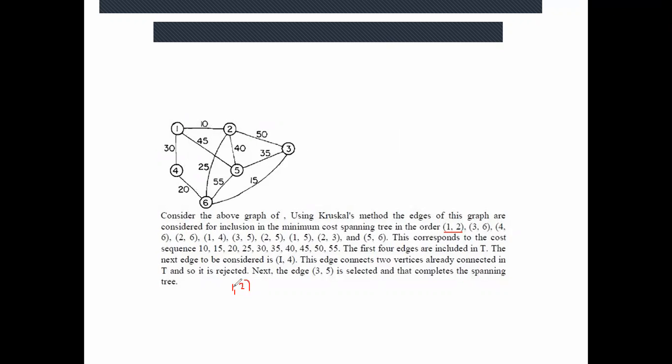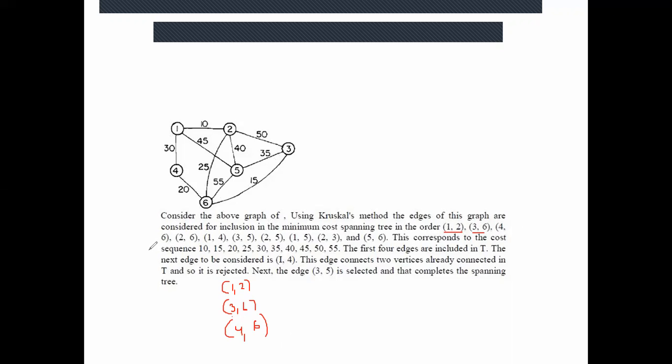Okay, if you have copy and pen, you start writing all these things. First is 1, 2 with weight 10, then your 3, 6, so 3, 6 is having the weight 15. Then is your 4, 6. So this way, first you need to sort all the edges in increasing order of their weights. This you can say is a disadvantage of Kruskal's algorithm, that first we need to sort all the edges in increasing order of their weights. So here I have done that.